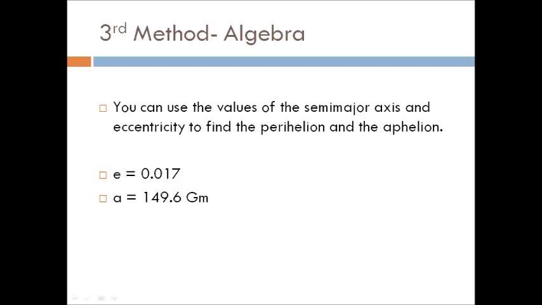So the third and final method is to use algebraic strategies. You can do this if you have the value of the semi-major axis and the eccentricity of the orbit. So the eccentricity is how close the orbit is to being a circle. And for the Earth around the Sun, that would be 0.017, which isn't very close to a circle, but it's not too far away either.